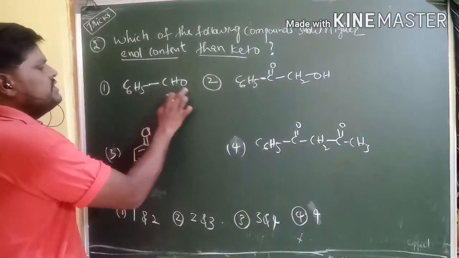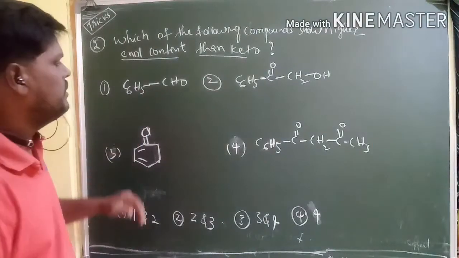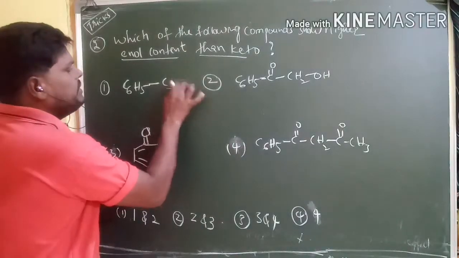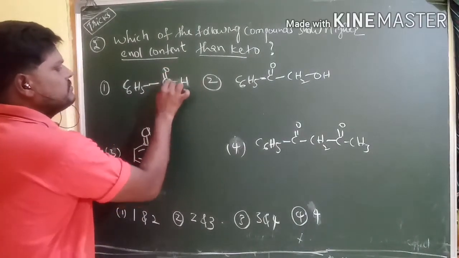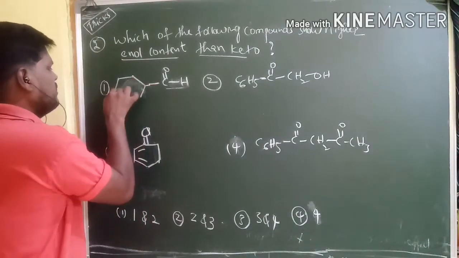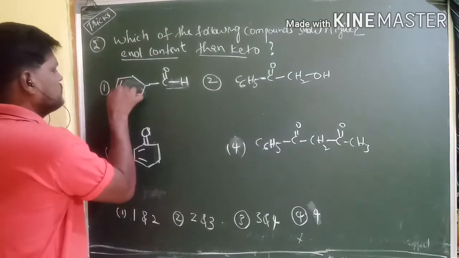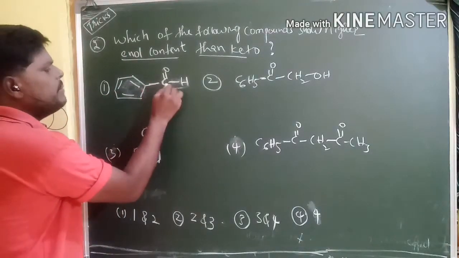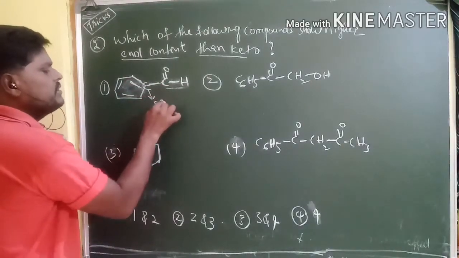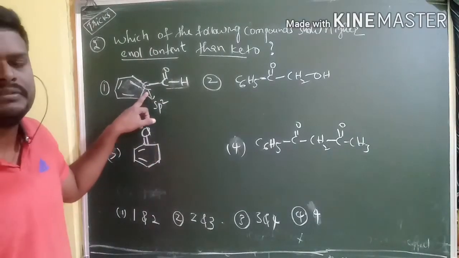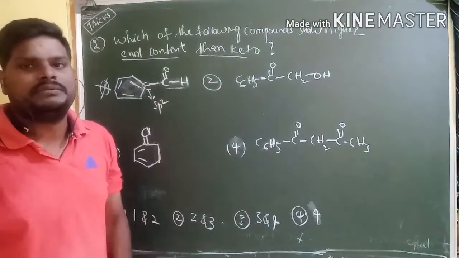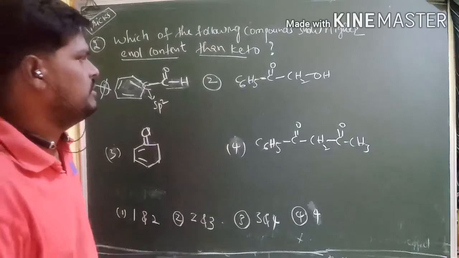Here C6H5CHO is benzaldehyde, so the aldehyde group is there, that is C double bond O with H. C6H5 means a benzene ring. This C double bond O group is attached to a carbon with a double bond, that means an sp2 carbon, so it is not a saturated carbon here. That's why the first option cannot exhibit tautomerism, so it is the wrong option for this question.